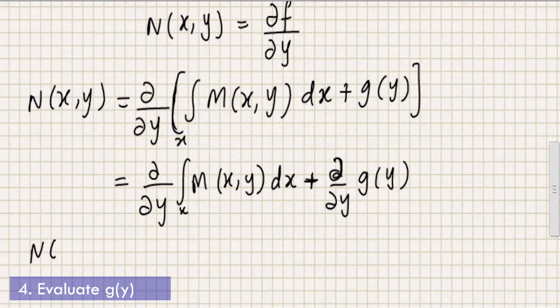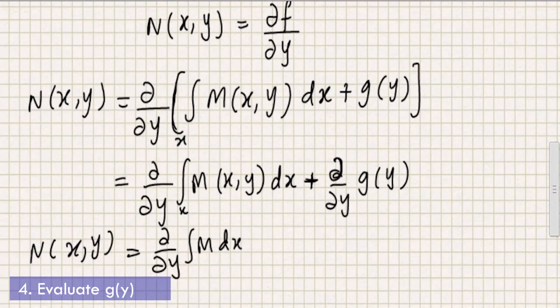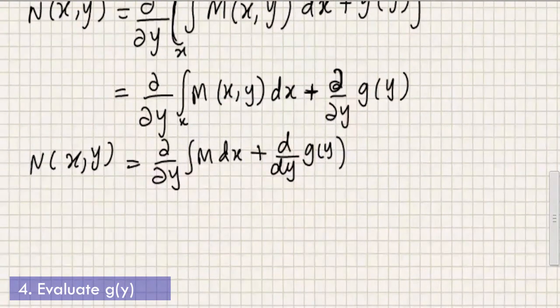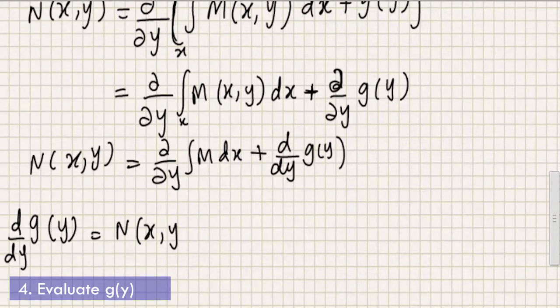N of x comma y equals partial over partial y of the integral of M dx. I'm just going to use the short form of M, plus d by dy of g of y. And if I want g of y from this equation, I could write d by dy of g of y equal to N of x comma y minus partial over partial y of the integral of M dx. And if we take the integral on both sides with respect to y, we should be able to get the value of g of y.